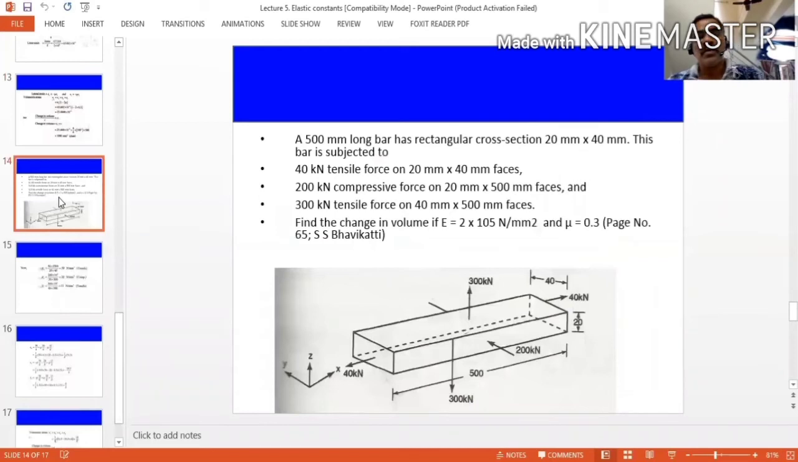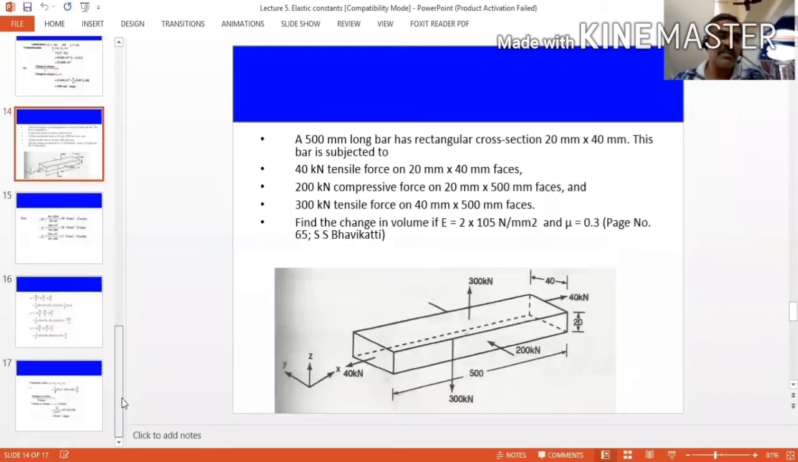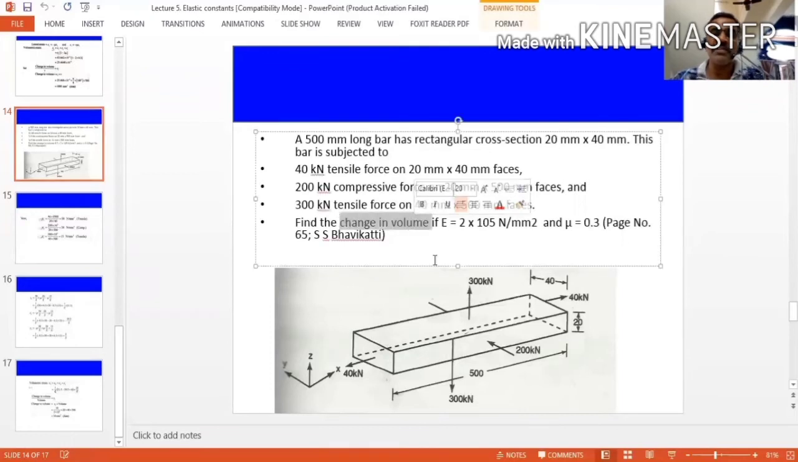Now, another problem. It's an important problem. Here, in the previous problem, only one load was acting on a cylindrical shaft. But here it is a triangular bar, subjected to sigma x, sigma y, as well as sigma z. There are three loads. For this, everything is given: length, thickness, breadth, all loads are given. Our objective is to find the change in volume. That's what we need to calculate.